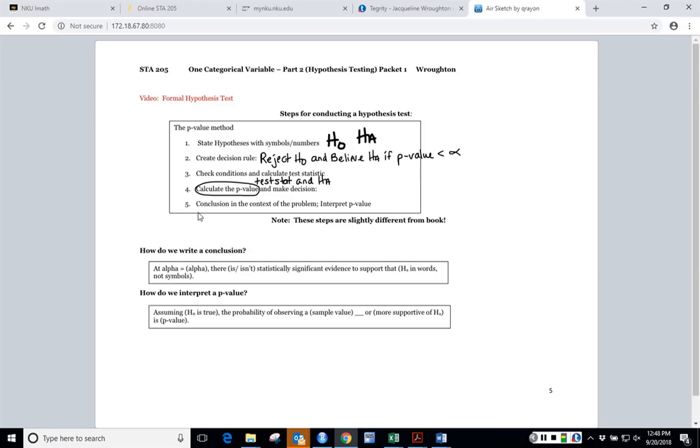Step 5 is going to be our interpretations. And we've seen the idea of this interpretation before. It's what we did in our one categorical variable part 1 notes. Then we're also going to talk about how to write a conclusion. And these formats are going to look very similar regardless of which set of notes that we are in. And they make a little bit more sense as we do our first example. So again, these are the 5 steps that we're going to go through for any hypothesis test.